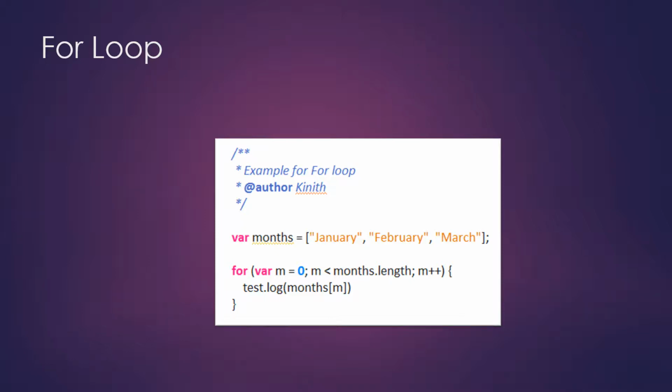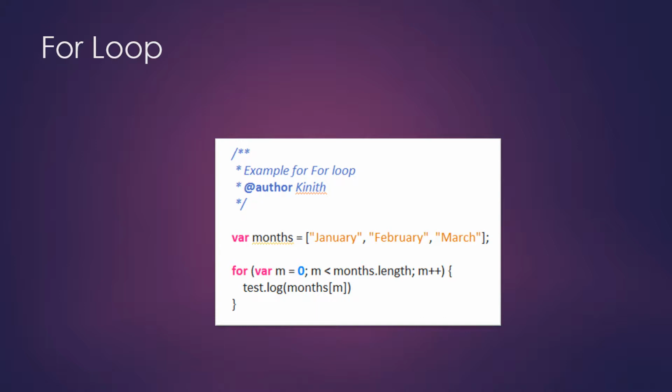Look at the statements of the for loop, inside the brackets. Each of the three statements is separated by semicolons. First, I defined a variable called m and assigned a value to it, 0. Then in the second statement, I am checking whether my variable m is less than the length of my months array, that is, less than 3. In the third statement, I am increasing the value of variable m by 1, using the increment operator.